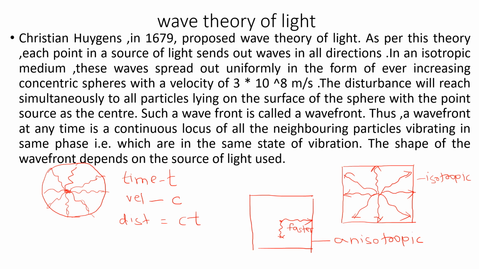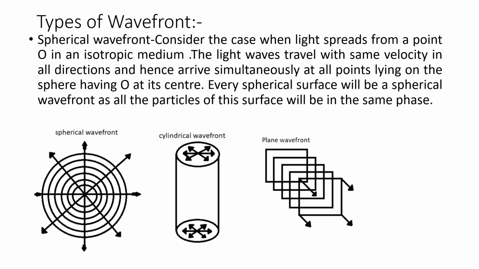The shape of the wavefront will depend upon the source of light used. So let us see first type of wavefront. We have said that the type of wavefront will depend upon the source used. Now let us see what are these types of wavefronts. The first is spherical wavefront.